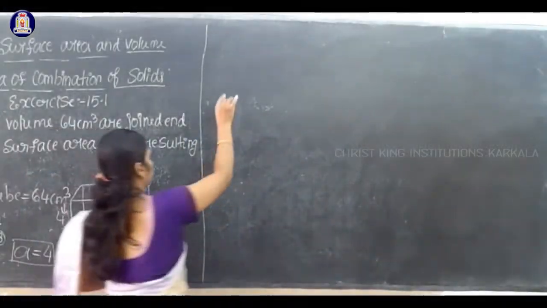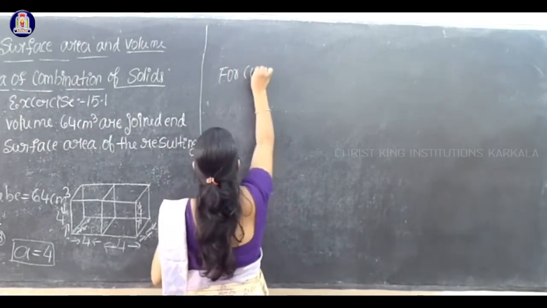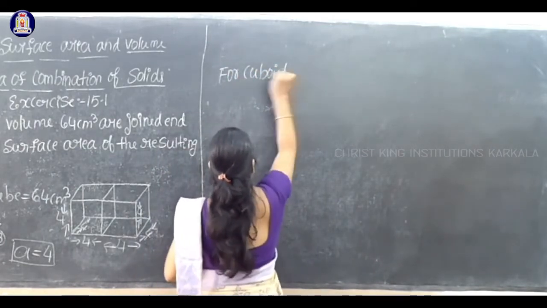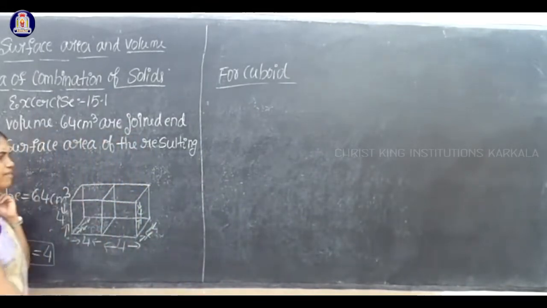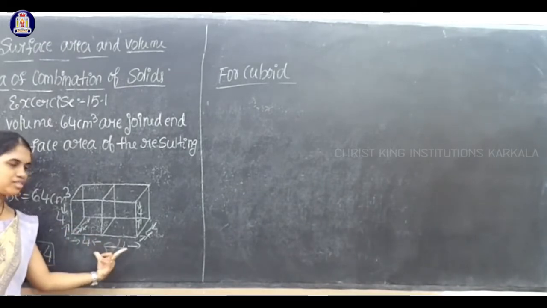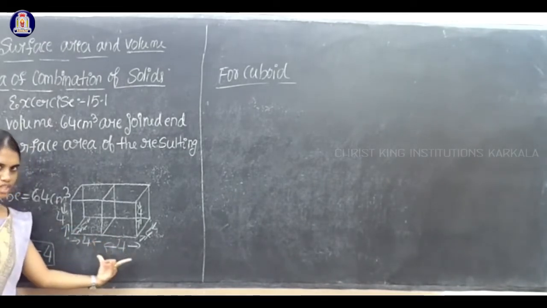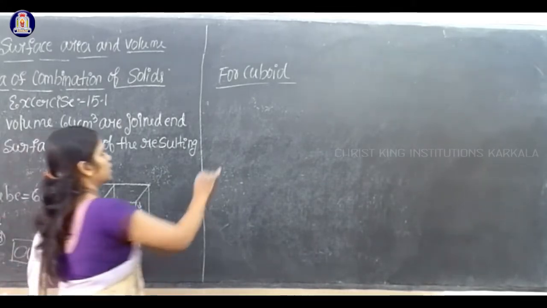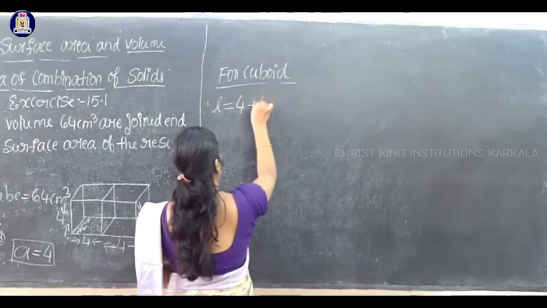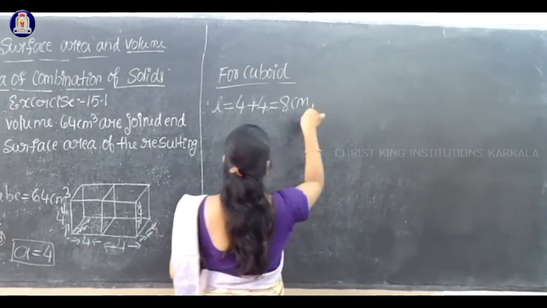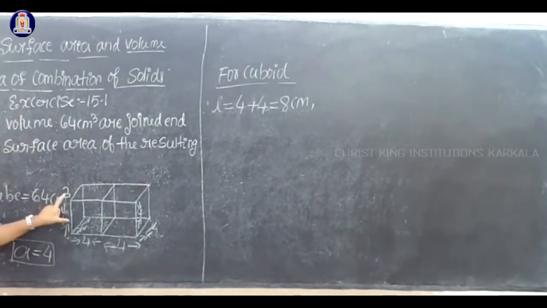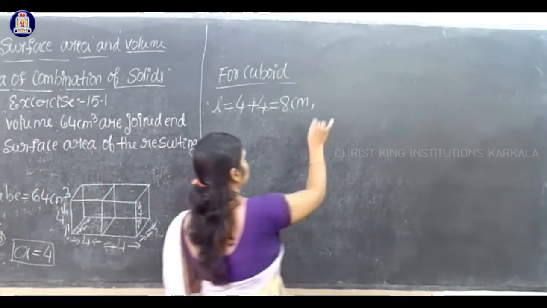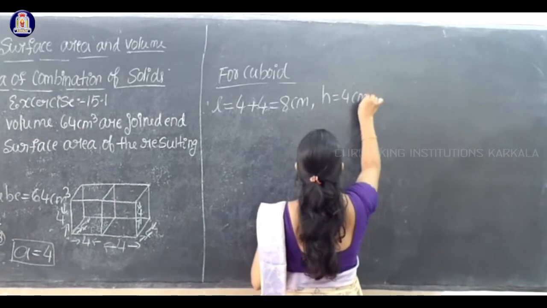Okay, so therefore this is your resulting solid. Now for the cuboid, what is the value of length, breadth as well as height? See, this is the length of the cuboid. What is the length of the cuboid? 4 plus 4, equal to 8 centimeter.